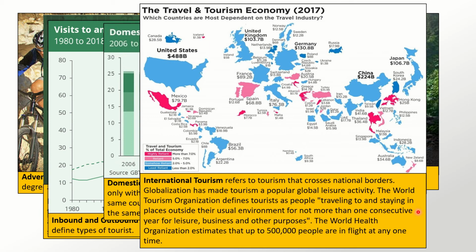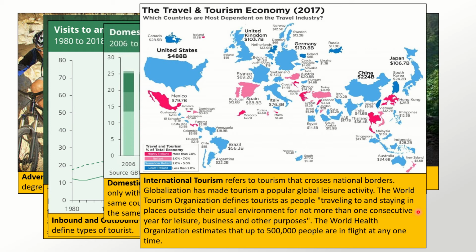So travel and tourism is a global industry. Tourism is international. Tourism can also be domestic. It can be inbound to your country, or it can be outbound when you leave your country. And it has numerous forms. Mass tourism and ecotourism are the two that we will focus on.